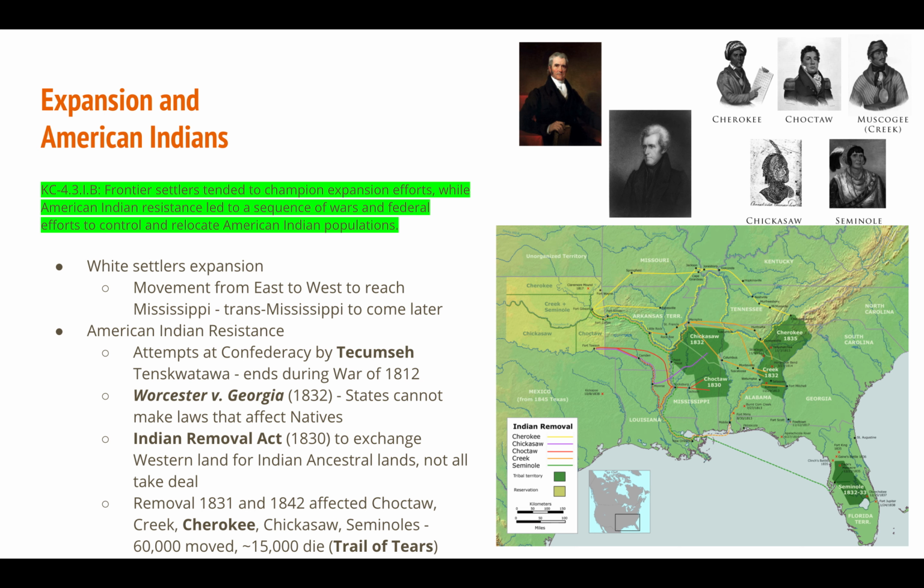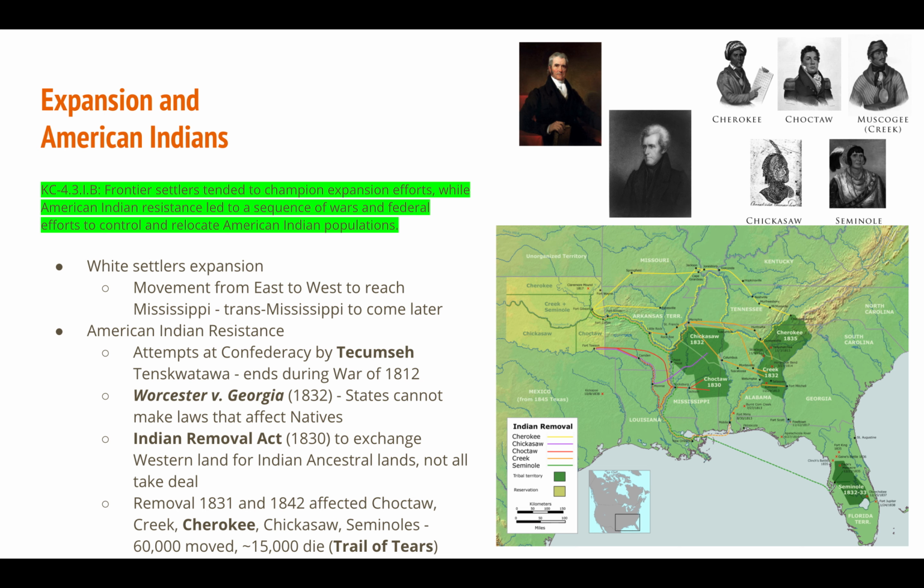So we're looking at the southeast of the United States here, and white settlers are starting to move and expand from east to west. They're looking for new land as they have exhausted the soil in the southeast and are moving further west towards the Mississippi. As they're moving west, of course, they are running into Native Americans who have been there for generations, and they begin to resist this encroachment.